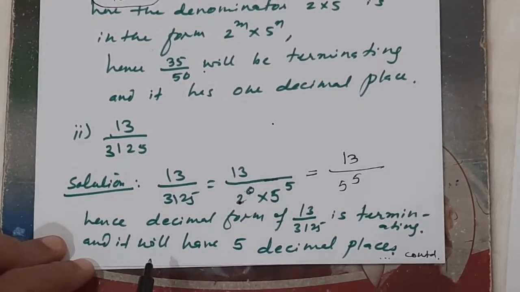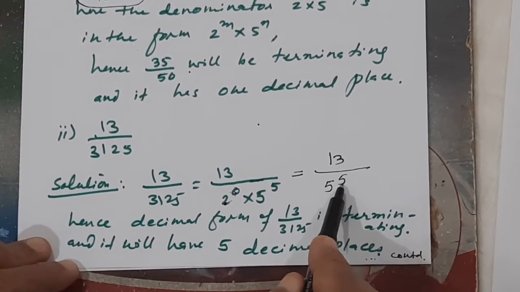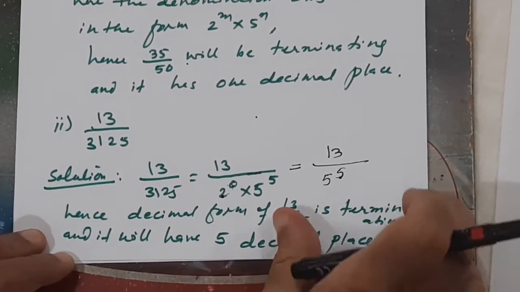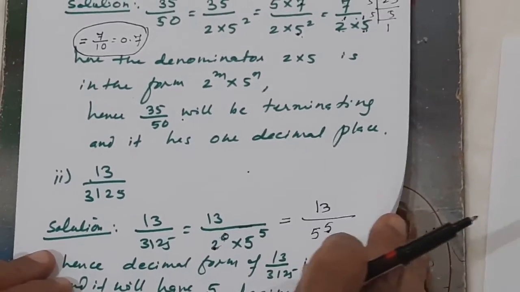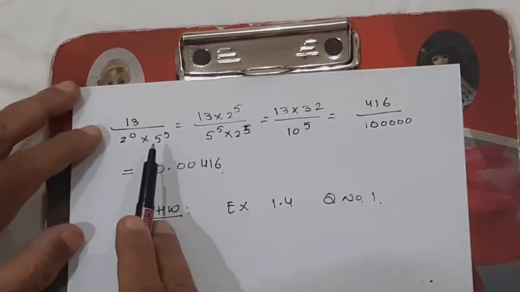And how many decimal places will be there? What is the power of 5? Power of 5 is 5. So it will have 5 decimal places. You see this here I have shown you. Now see here. And no need to do this. This is just for your guidelines.